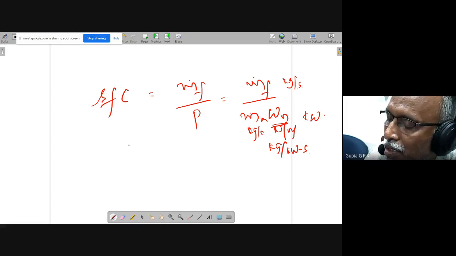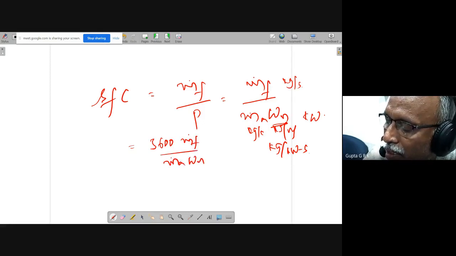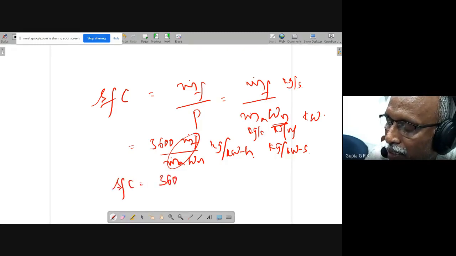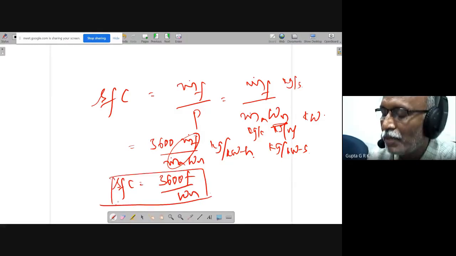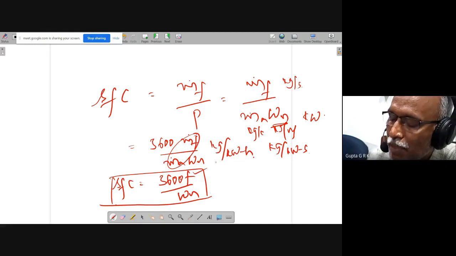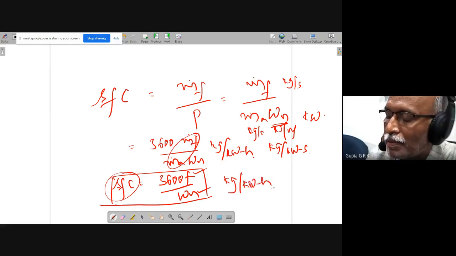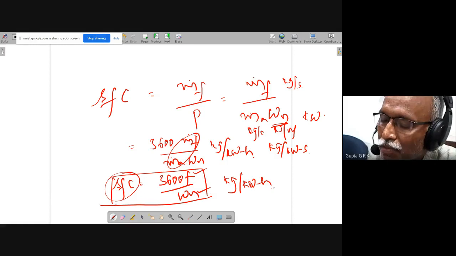So this can be written by multiplying by 3600, m dot f by m dot a Wn, in kg per kilowatt hour. And m dot f by m dot a is small f. So SFC is equal to 3600 f by Wn. So f is calculated on the previous page, and Wn is already calculated from the cycle. I can find out SFC in kg per kilowatt hour. That is the way I can find out SFC.